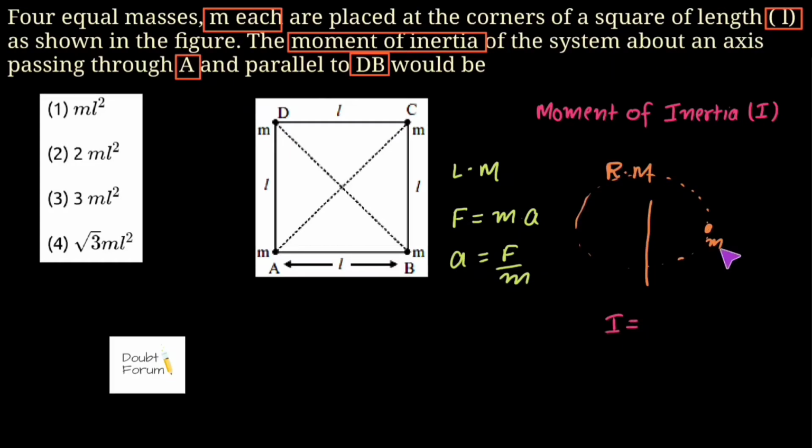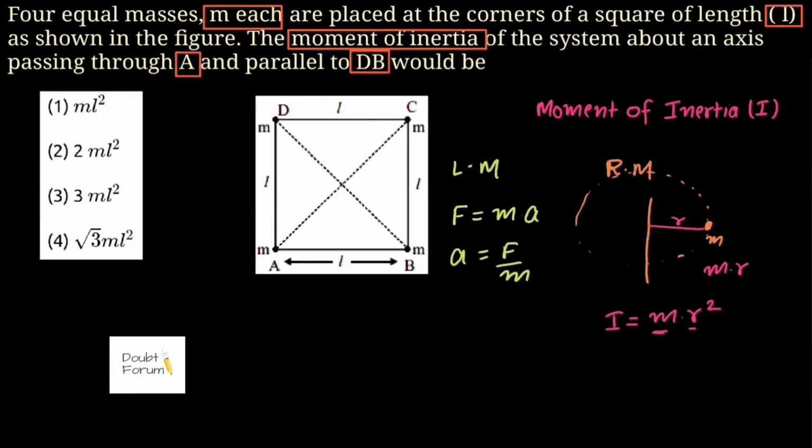is the second moment of mass. The first moment of mass is m into r. Here r is the perpendicular distance from the axis of rotation. If this object is at a distance r from this axis of rotation, m into r is the first moment, but moment of inertia is the second moment of mass. So the second moment would be m into r square. So this is the moment of inertia of any object. Here m is the mass of that object, r is the perpendicular distance from the axis of rotation. This formula is valid when we talk about a point mass.